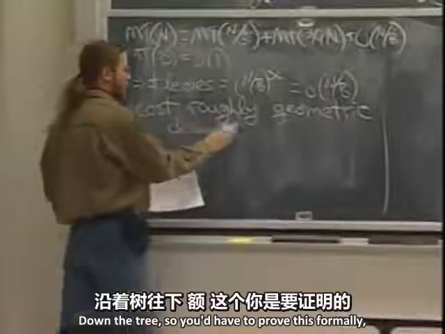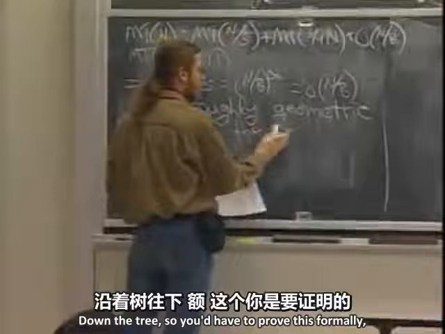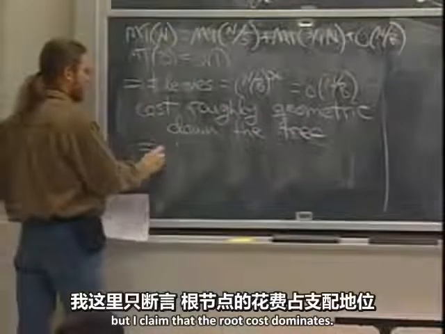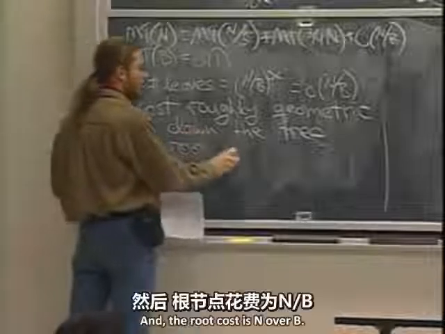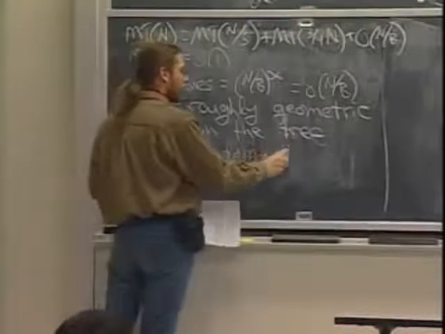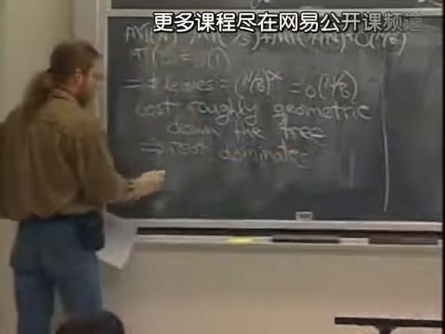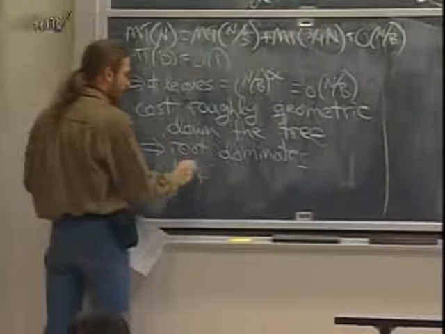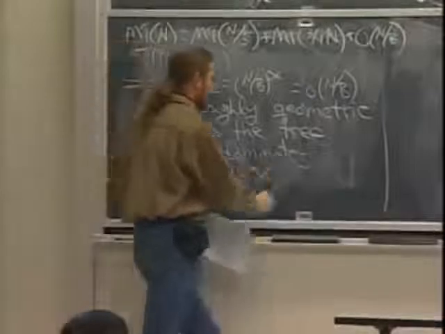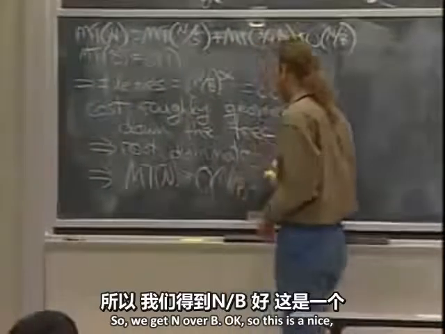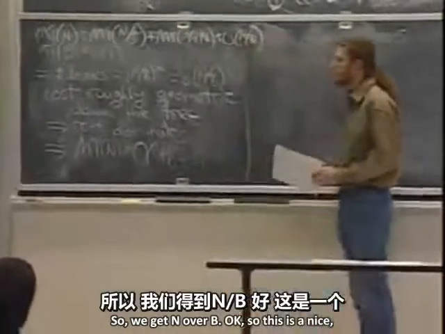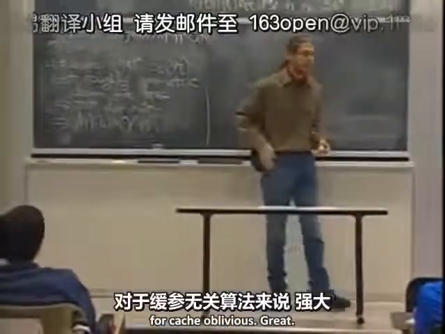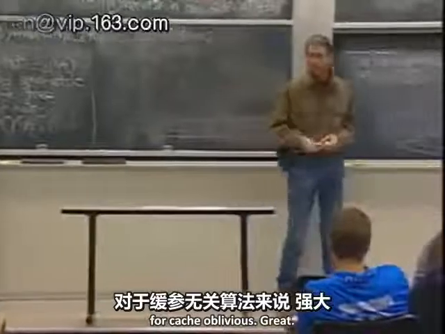Down the tree. You'd have to prove this formally, but I claim that the root cost dominates. And the root cost is n over b. So we get n over b. Okay, so this is a nice linear time algorithm for order statistics, for cache oblivious. Great.